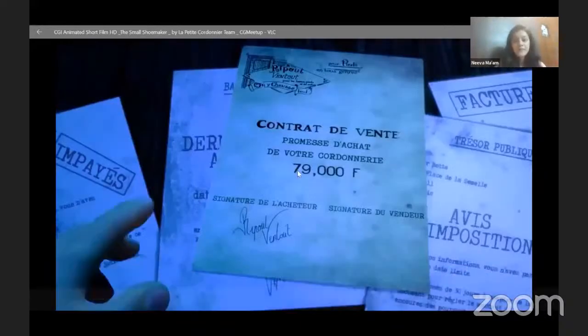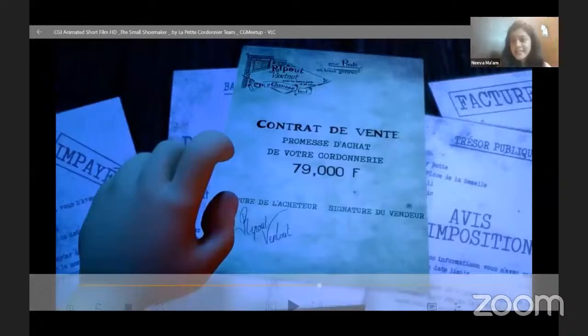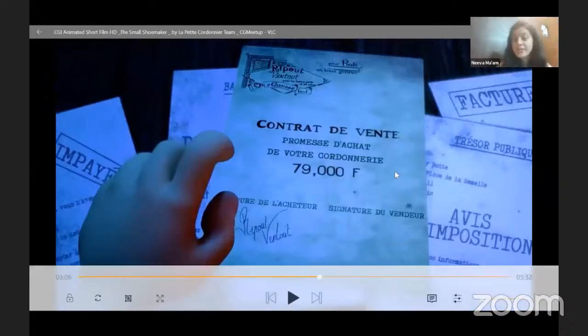Okay, it's in French here, but it is the contract de Bond, promesse d'achat de votre cordonnier. Okay, and he's selling it. He's saying that I will give you 79,000 francs for it. So it is a selling contract for his cordonnier, that is his shoe shop. All right, so he's going to sell it for 79,000 francs.